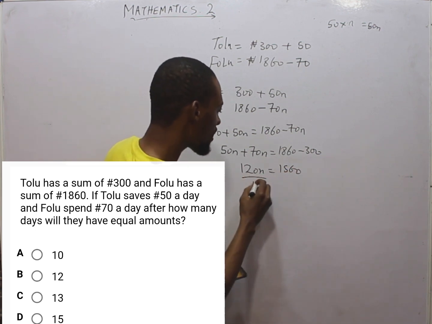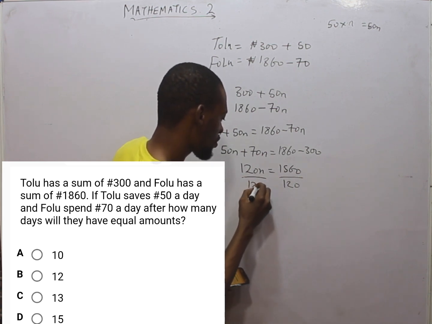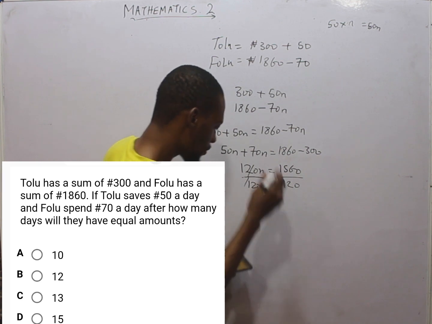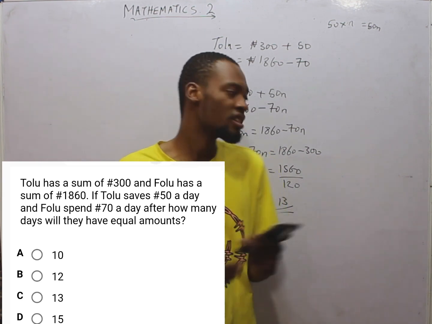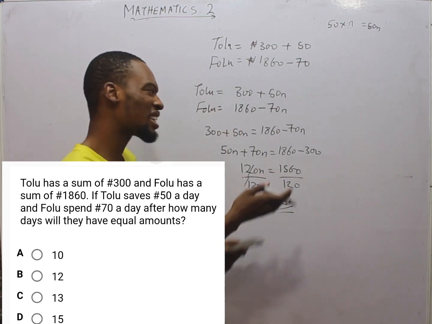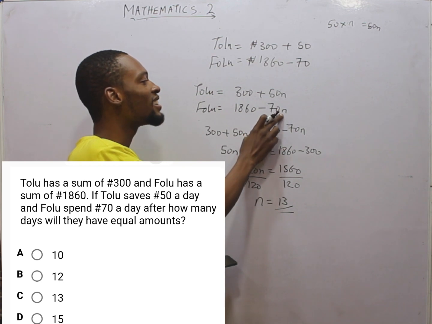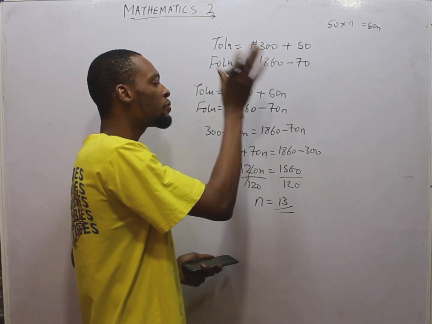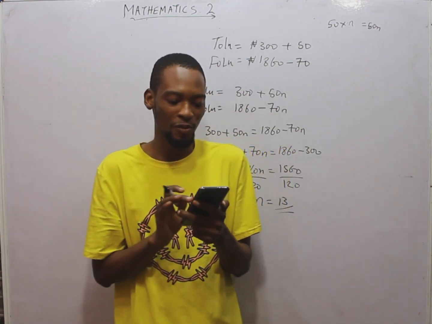To get n, we divide both sides by 120. So n will give you 13. So after 13 days, this will simply be equal to this. You can actually confirm that: put 13 here, put 13 here, and solve this, you get the same answer. So that is the answer to this question.